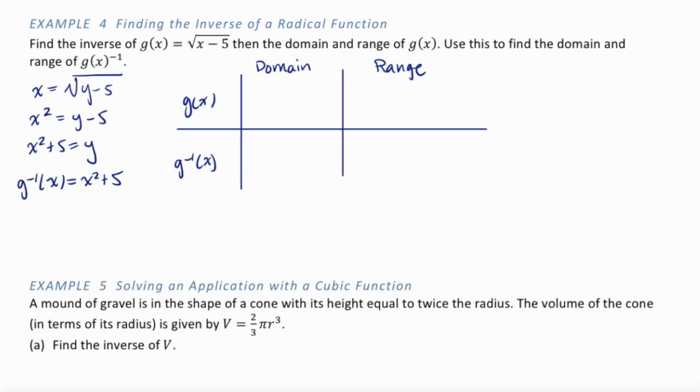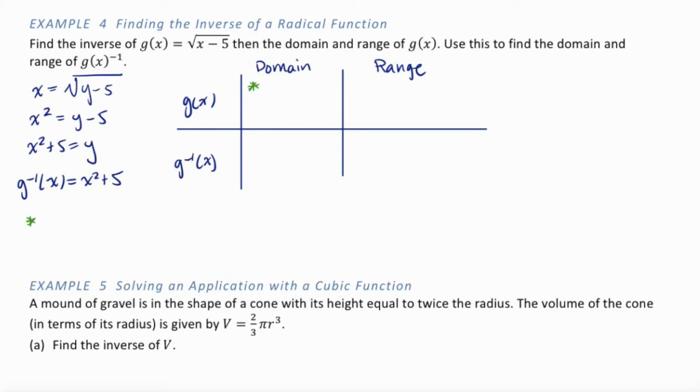So let's start with our domain of g of x. What is the smallest possible value you could have inside of this radical? Well, we never want the radicand to be negative. So to find this domain, we solve y minus 5 is greater than or equal to 0. This guarantees it. So what do we never want inside this radical? A 0 is okay, but negative values are not okay.